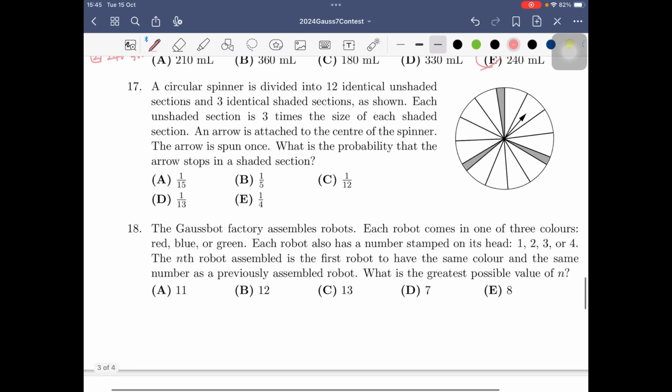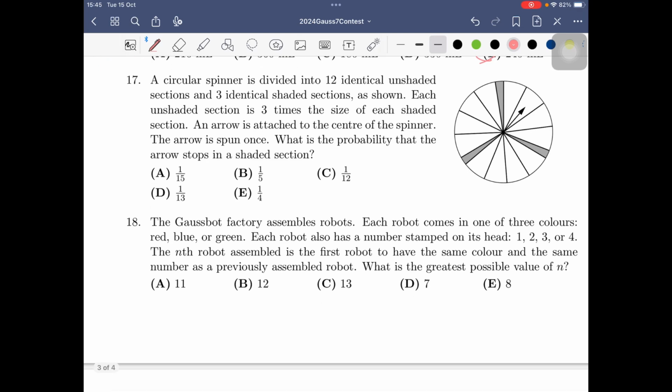What volume of water is now in Brad's glass? 240. A circular spinner is divided into 12 identical unshaded sections, and 3 identical shaded sections. Each unshaded section is 3 times the size of each shaded section.